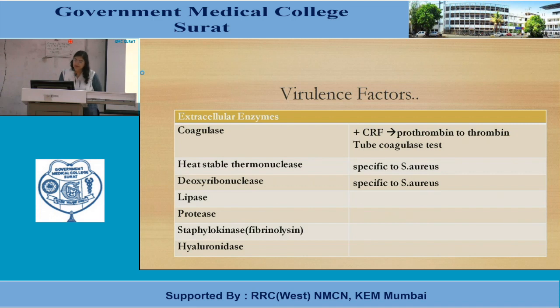Then heat stable thermonuclease, which is specific to S. aureus only. Then deoxyribonuclease or DNase enzyme is specific to Staph aureus. Other enzymes like lipases, proteases, staphylokinase or fibrinolysin, which dissolves the clot formation. Then hyaluronidase, which dissolves the connective tissue barriers.